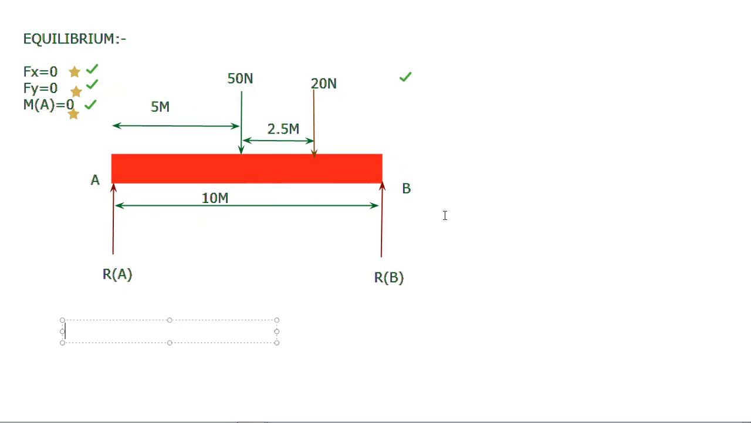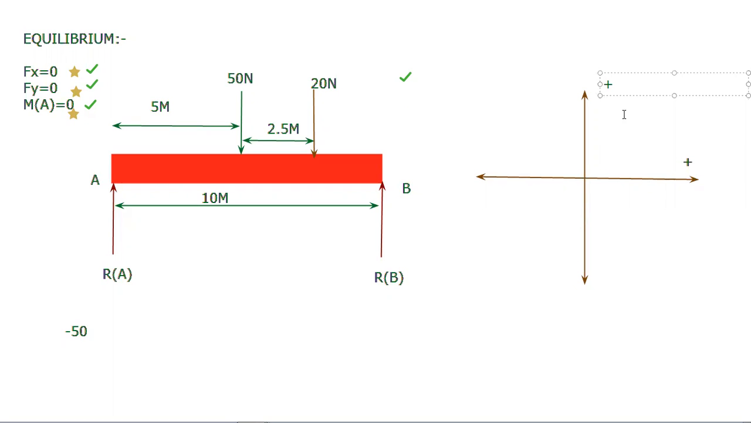First one will be the minus 50 Newton, because 50 is going in downward direction. We have also seen the sign convention here, that is positive x-axis and positive y-axis. This one is positive and this one is positive. This sign convention also we have seen, which is also important. And this one is negative.